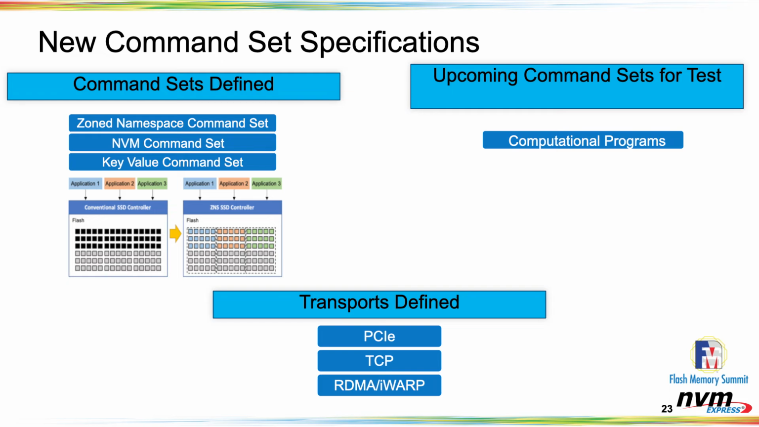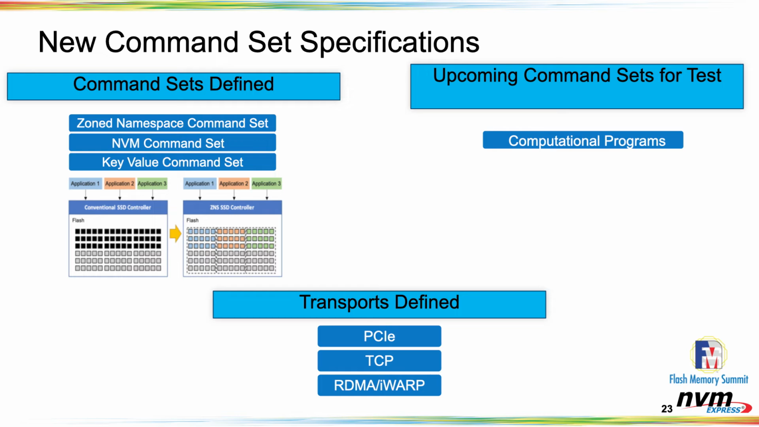So at this point, with new command sets, ZNS, NVM, and key value are now defined, and upcoming will be computational programs, computational storage. We're waiting to see when that will be dropped so we can start implementing tests for that. Waiting to see who is actually going to be implementing it. Same goes for key value.